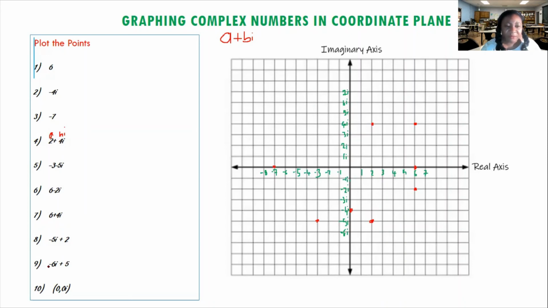Then for number 9, we have negative 6i plus 5. Again, we are going to find 5 first on the real, and then we go down to negative 6i, and plot our points. Now, the last point that you are asked to plot, guys, is number 10. We have 0 plus 0i, and this is going to be right here. 0 on the real is right here, and 0 on the imaginary is this point right here.